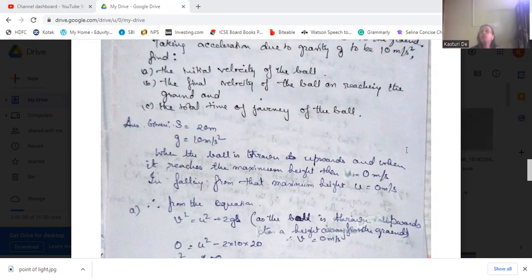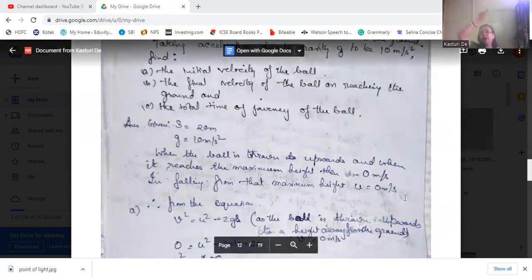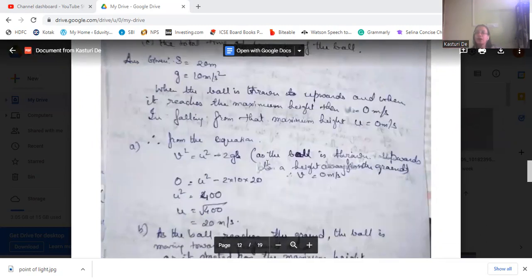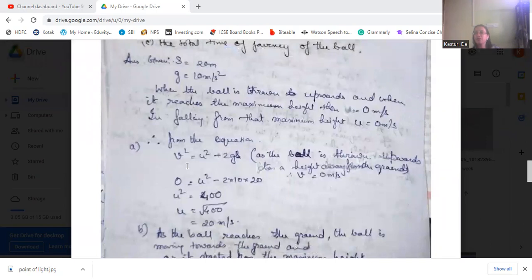So we use the formula. When it is reaching the maximum height, its final velocity becomes 0. So v square is equal to u square minus 2gs, because it is moving upwards, opposite to the gravitational force. So u will be equal to 20 meters per second, using the formula v square is equal to u square minus 2gs.